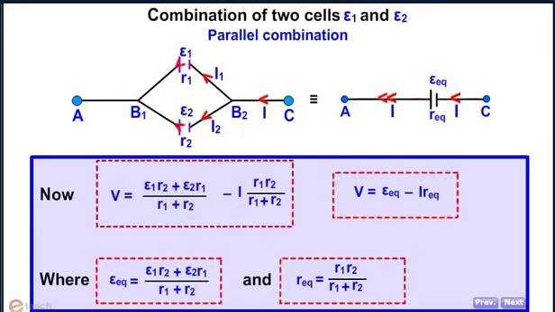Now V equals epsilon 1 R2 plus epsilon 2 R1 upon R1 plus R2 minus I R1 R2 upon R1 plus R2. V equals epsilon EQ minus I R EQ, where epsilon EQ equals epsilon 1 R2 plus epsilon 2 R1 upon R1 plus R2, and R EQ equals R1 R2 upon R1 plus R2.